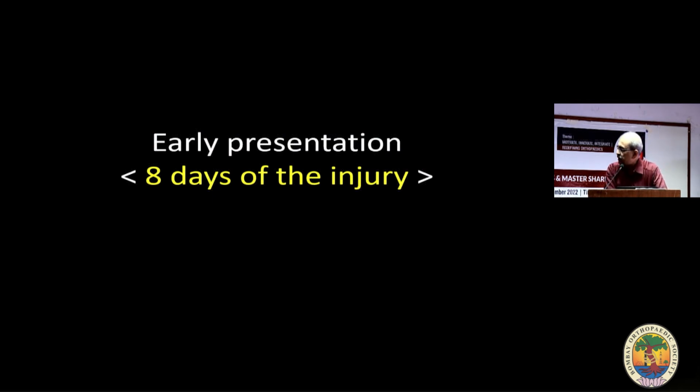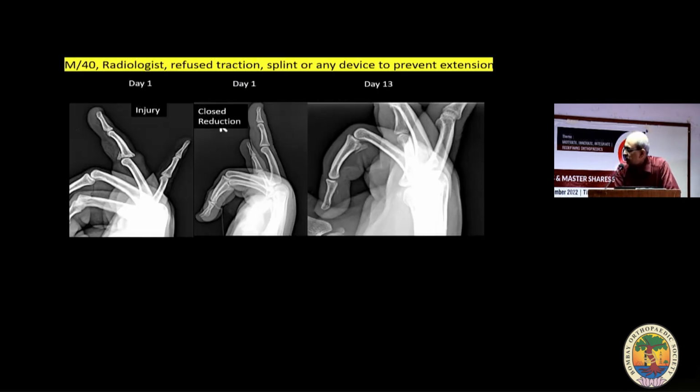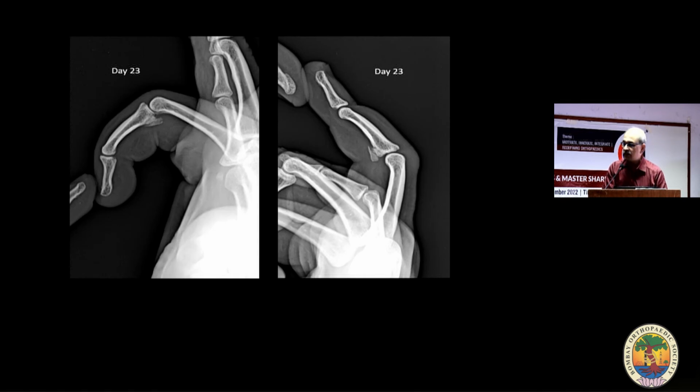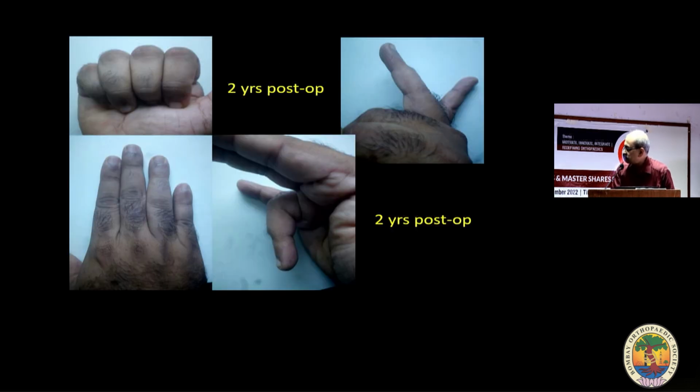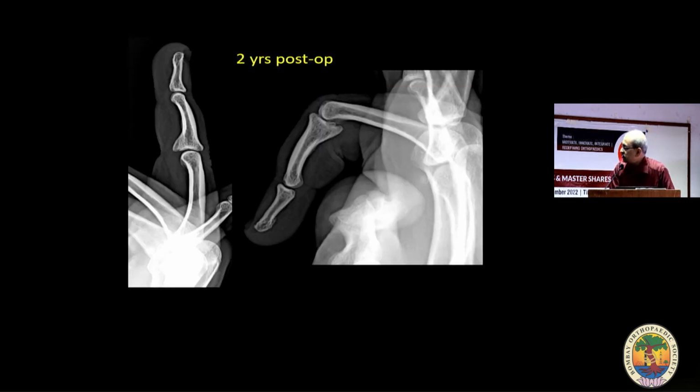So now this patient presented very early. This was a radiologist who refused to have any sort of splint. He said, I'll keep the finger in flexion voluntarily day and night for 2 weeks. He did it. And you can see this is on the 23rd day. The fracture is absolutely stable. This is 6 months. This is 2 years. And an excellent result with closed reduction.